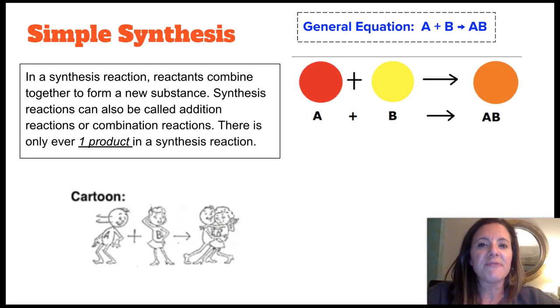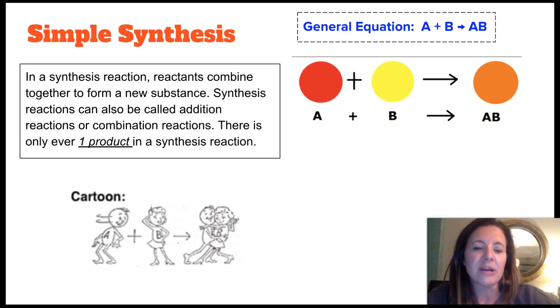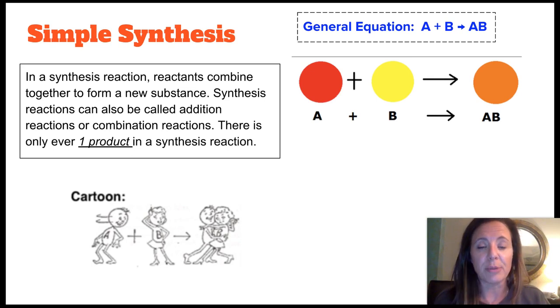Synthesis reactions involve two or more reactants coming together to form one product. The key to recognizing synthesis reactions is that you will only ever have one product on the right-hand side of the chemical equation. You can see the generalized equation here, A plus B yielding AB. You can think of it like a relationship where person A and person B come together to form a couple.